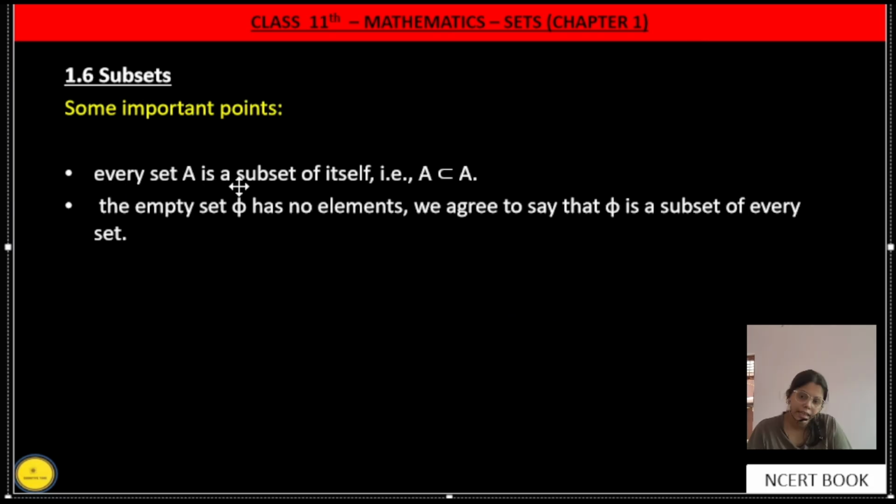Some important points related to subsets. Every set A is a subset of itself. That is, A is a subset of A. So we can write A is a subset of itself because A contains all elements in A. The empty set phi has no elements. We agree to say that phi is a subset of every set.